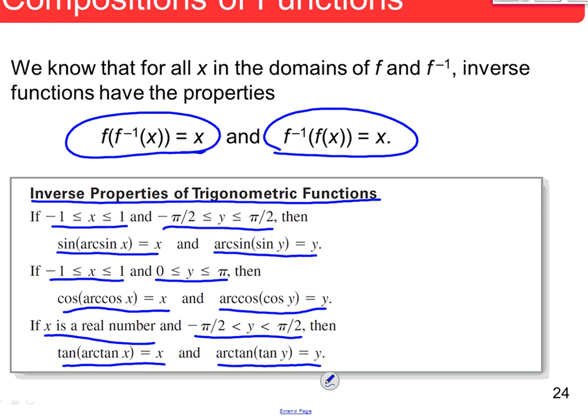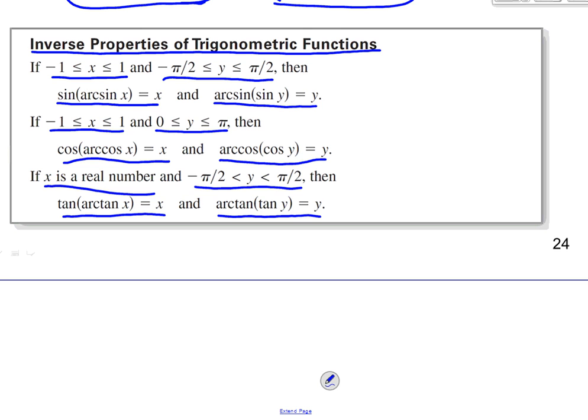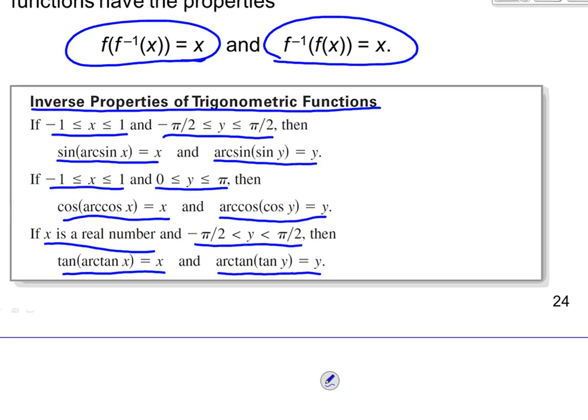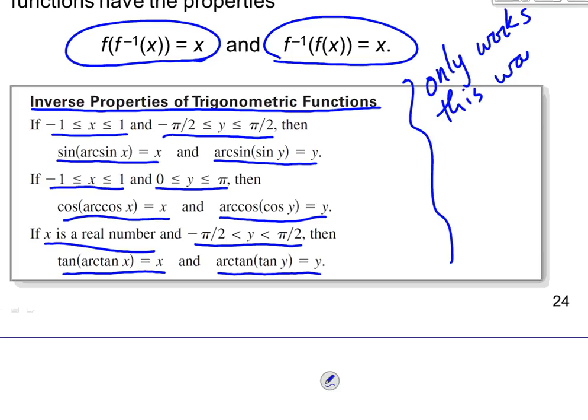One thing I'll say is don't be super fast to just say, oh, look, if it's the arcsine of the sine of something, then it's just going to be that answer. So I also would like you to write that this only works this way for valid values is how I'm saying that.